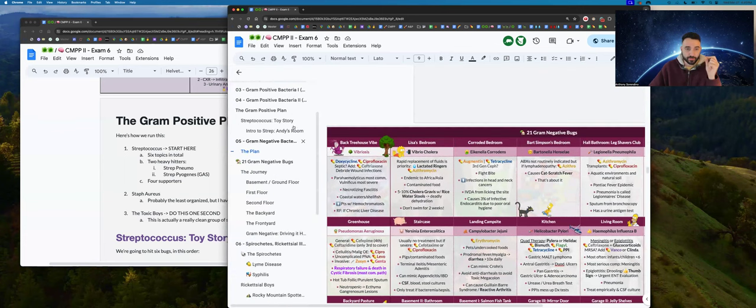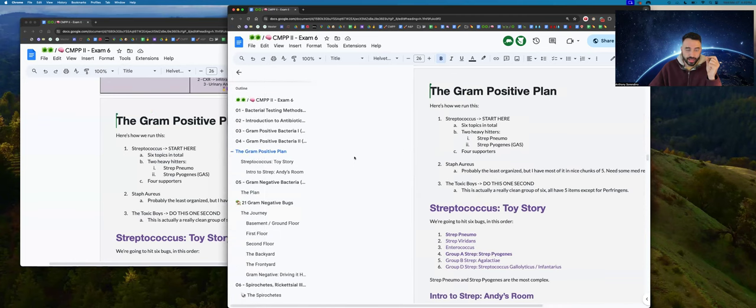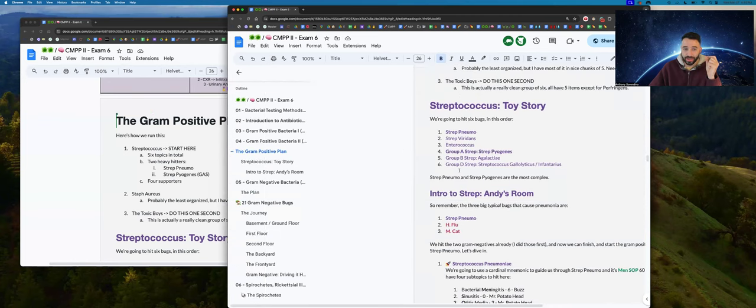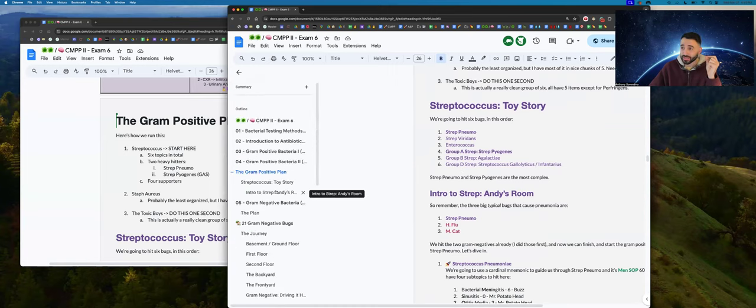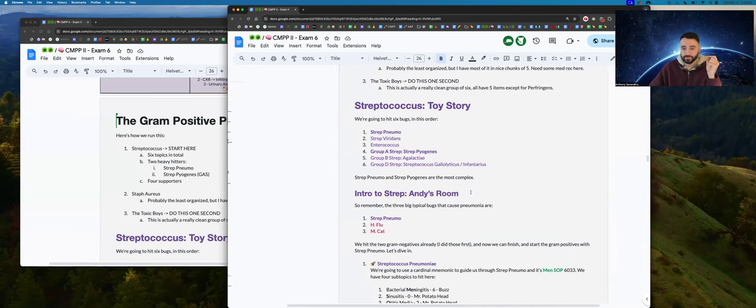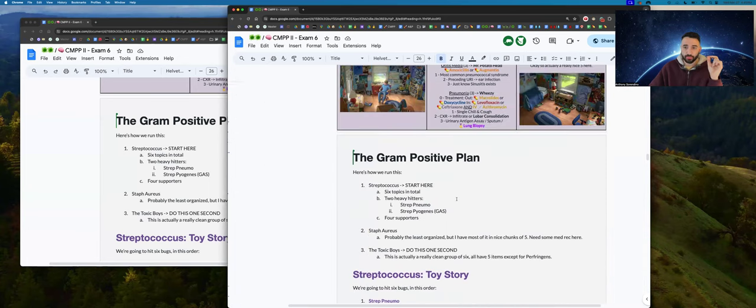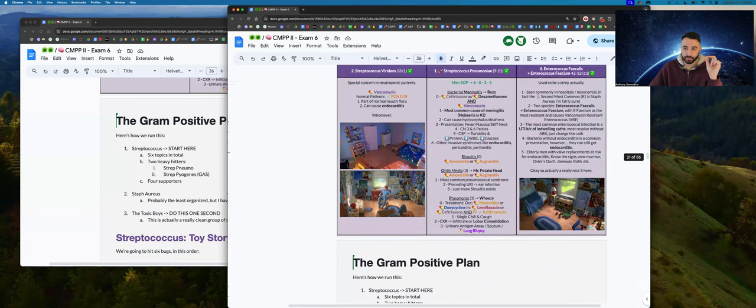So here's the plan. The problem now is that I have gram negative covered. I have to do gram positive. And that's still only two PowerPoints of an 11 PowerPoint exam. And I have less than a week to prepare for this. Here's what I think is really important, and this is what I've really stumbled upon.